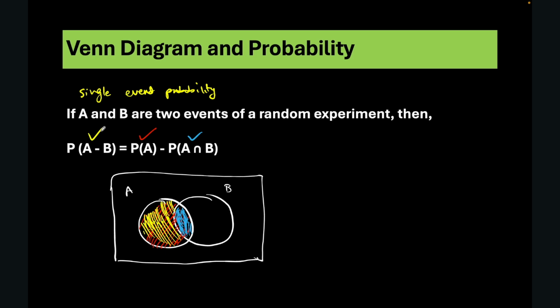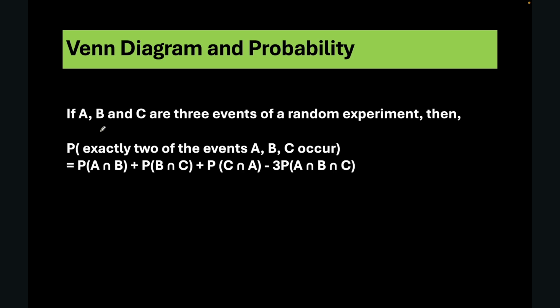All right, let's go to the next question. Let's go to the next case or example. Okay, now we're on to the three events occurring at the same time. So if A, B, and C are three events of a random experiment, then what is the probability that exactly two of the events A, B, and C occur? Okay, we just care about two. We don't care about one. We don't care about three.